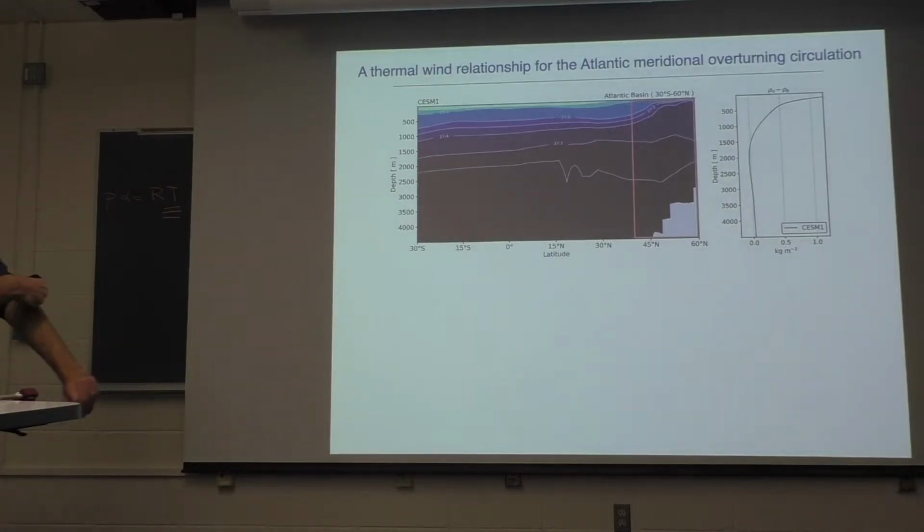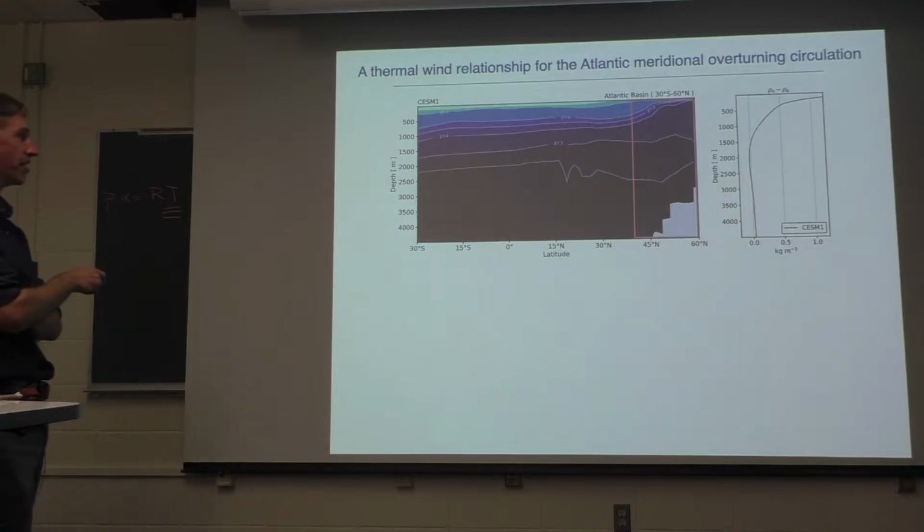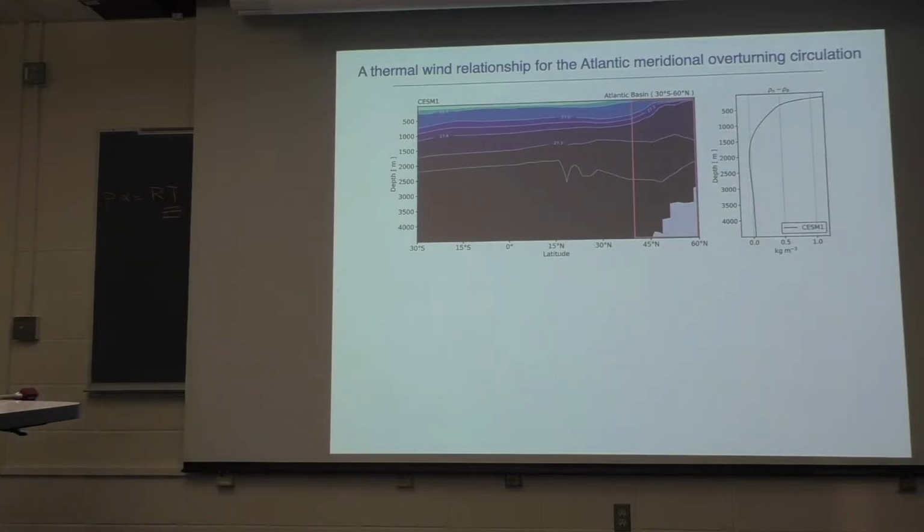The way we're going to assess these models is a little bit of a leap of faith here. We are going to try again to link the density structure to the overturning. That's the theme I've been going for here. We're going to assume that we can use information about the north-south density difference, or the meridional density gradient, to get at the strength of the overturning circulation.